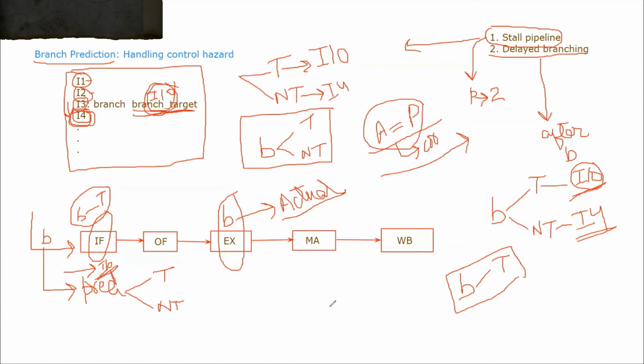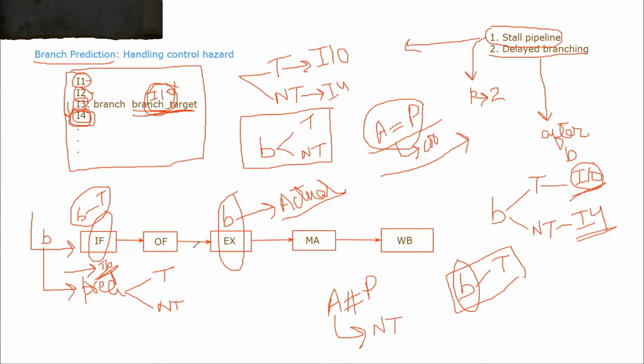However, if my prediction is wrong, let's say the actual outcome is not equal to the predicted outcome. So what was my predicted outcome? My predicted outcome was the branch is taken. However, I am saying actual is not equal to predicted, so actual would have been branch is not taken.